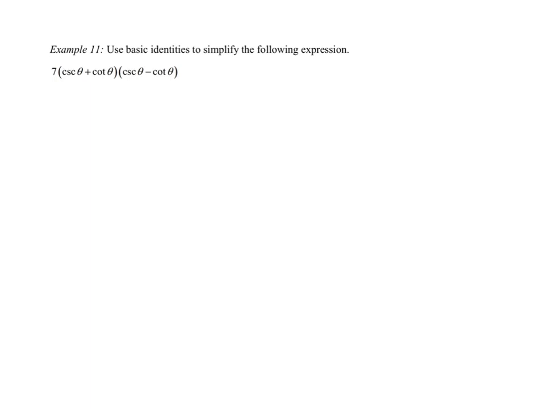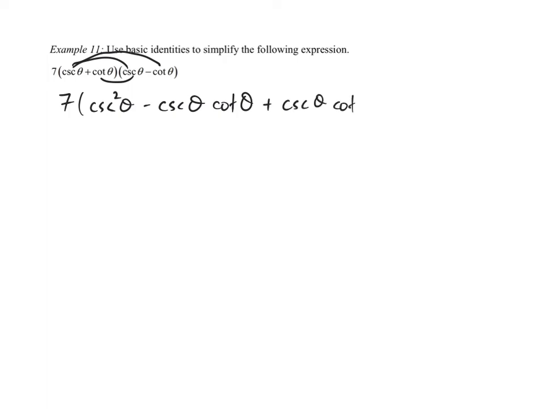Okay, the next problem wants me to use basic identities to simplify the expression. So what I'm going to start off by doing is distributing this parentheses. I'm going to leave the 7 out front for now and just distribute here. So I'm going to start with doing cosecant theta times cosecant theta. That's going to give me cosecant theta squared. And I'm going to leave the 7 out in the front. And then cosecant theta times negative cotangent theta is going to be negative cosecant theta times cotangent theta. Cotangent theta times cosecant theta is going to be plus cosecant theta cotangent theta.